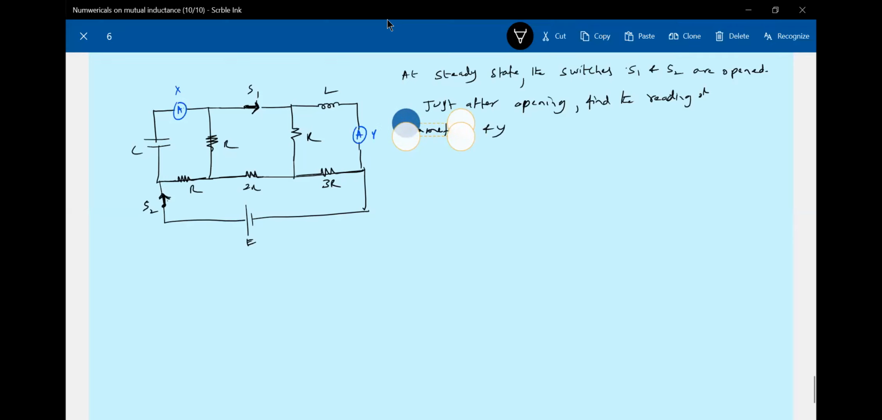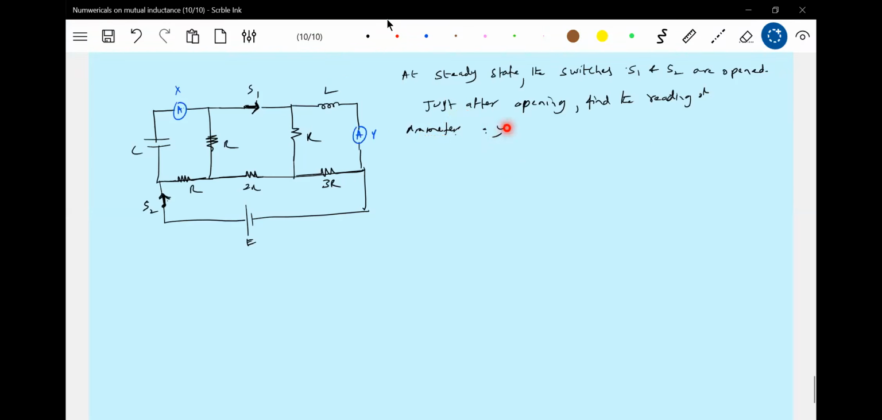This is another way of asking questions, just like we are going to learn regarding the inductors. Just after opening the switches, find the reading of the ammeters.